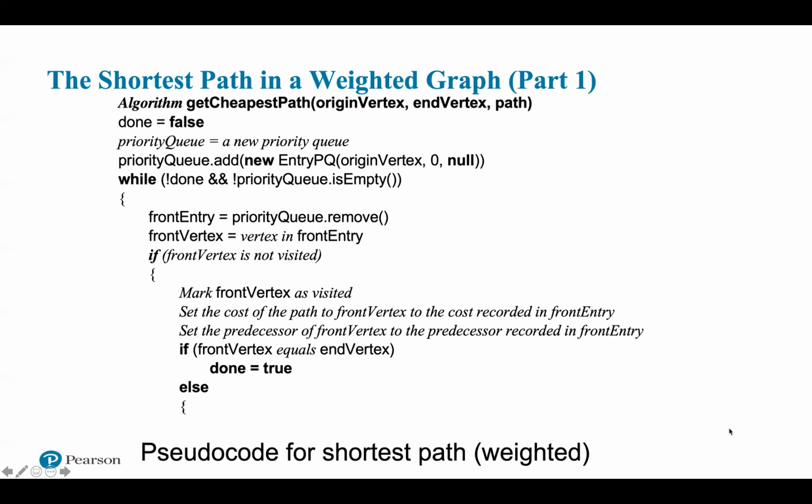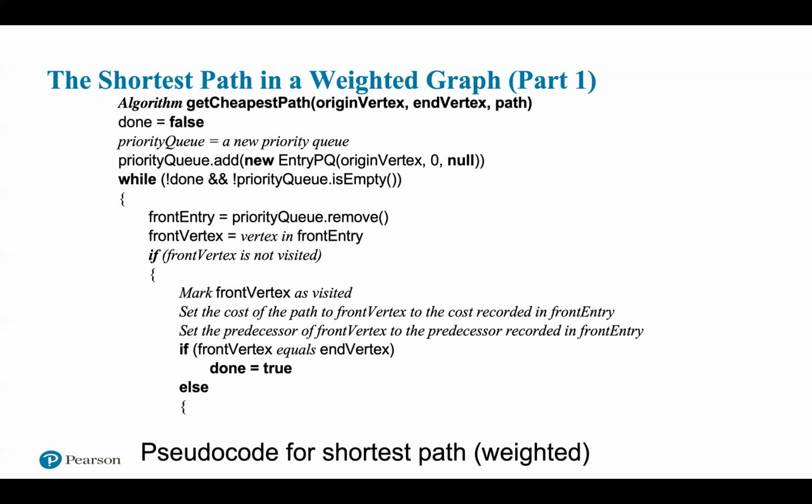The pseudocode for the algorithm we just described is what we're seeing on the chart. Objects in the priority queue are instances of a private class entryPQ. Following the traversal, the algorithm pushes the vertices that occur along the cheapest path from origin vertex to end vertex into a given, initially empty stack path. The origin of the cheapest path will be at the top of the stack path. At the bottom of the stack is the destination vertex. The cost of the path is returned by the algorithm.